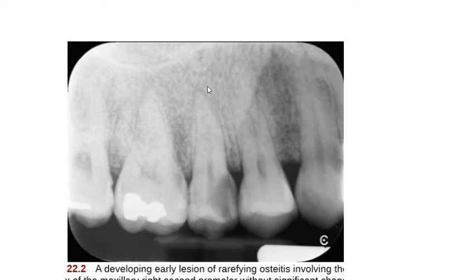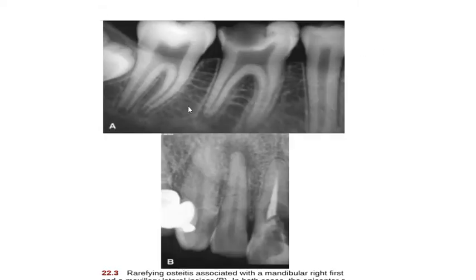It's very finely shown on this diagram, because of the beginning of the destruction of the surrounding bony tissue around these roots. So it appears as increased radiolucency, and is well depicted on these radiographs. Increased radiolucency. So this is the appearance of rarefying osteitis.